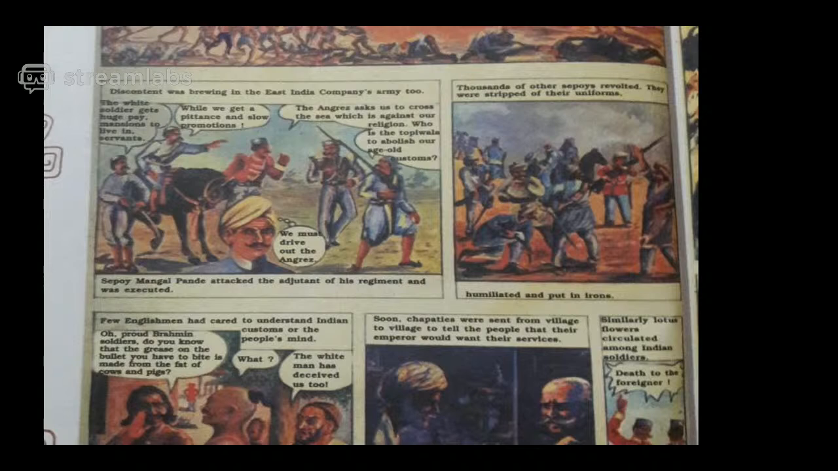"Oh, proud Brahmin soldiers, do you know that the grease on the bullet you have to bite is made from the fat of cows and pigs?" Cows are sacred for Hindus, whereas pigs are considered unholy by the Muslims. Whether there was truth to it or not, this rumor slowly spread among the soldiers that the fat of a cow and pigs was being applied to the bullet which they had to bite. "The white man has deceived us too."